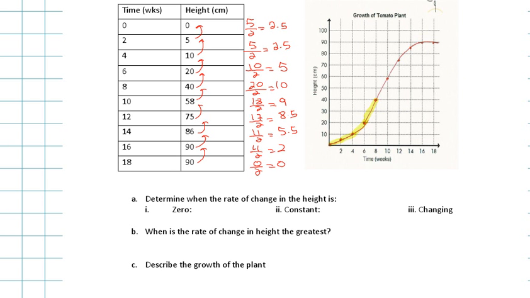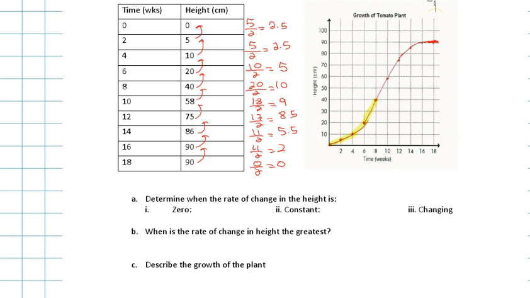So, for the first, between 4 and 6 it's increasing fast, between 6 and 8 it's increasing the fastest. Then between 8 and 10, it's still increasing fast, but slower than before. Between 10 and 12, it's increasing fast, but again, less than before. Then it's starting to go slower, right? Until it reaches a point where it's not going to change anymore. So between 16 and 18, there's no change in the height of the plant.